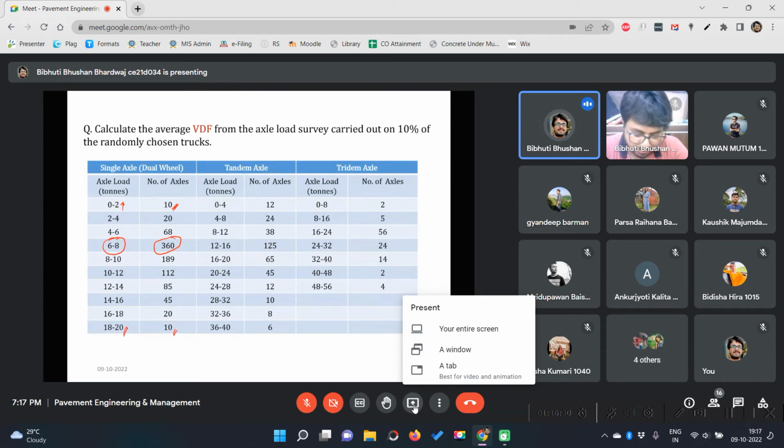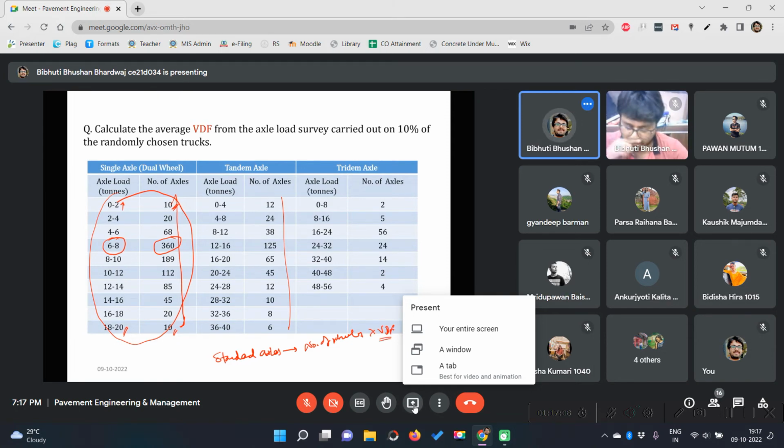Okay, so we can now say that instead of saying this like this, we can say that total this many vehicles like this. Now directly we can say that standard axles, whatever is the number of vehicles will be the number of axles, because we are considering only the rear axles, right? So standard axles will be the number of vehicles into VDF.